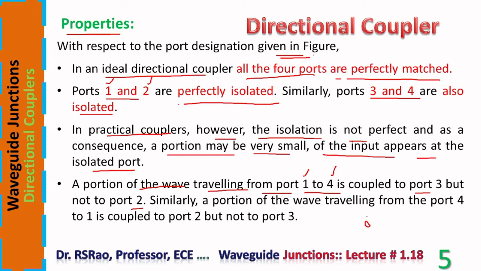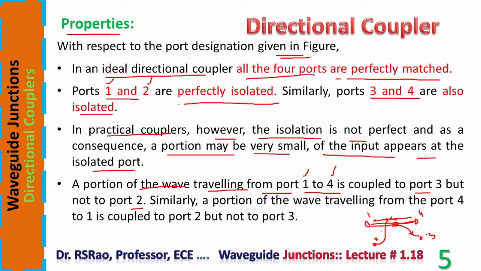So input is given at port 1, it travels to port 4. If port 4 is match terminated, then the entire wave gets absorbed there. No reflection happens. Otherwise, a part of the wave that reached port 4 gets reflected. Now we have two waves over the line between 1 and 4. The wave from 1 to 4, a part of it appears at port 3. The wave from 4 to 1, a part of it appears at port 2, the decoupled port.